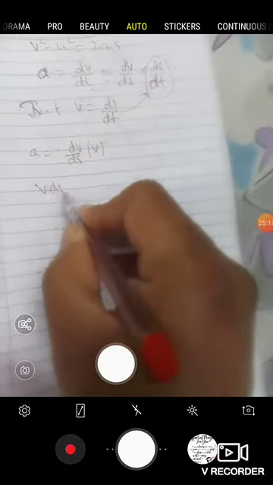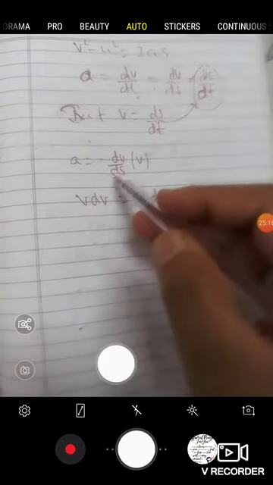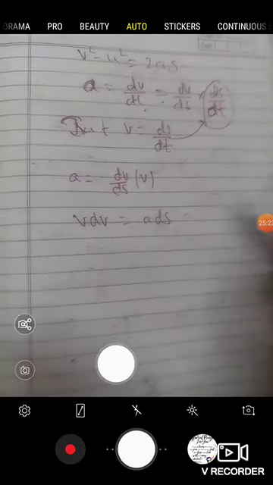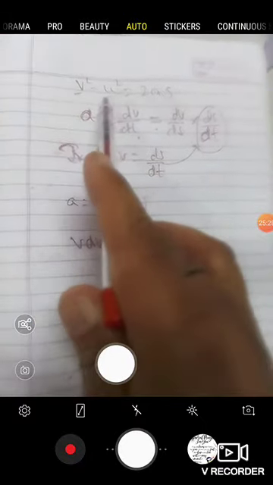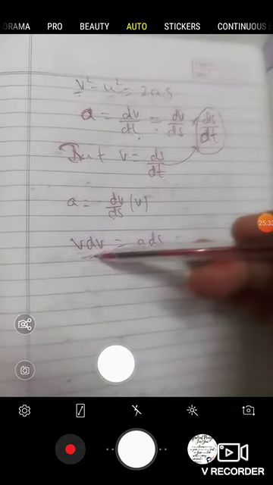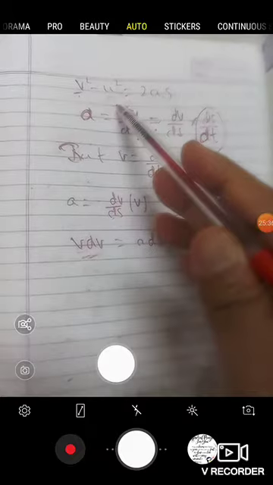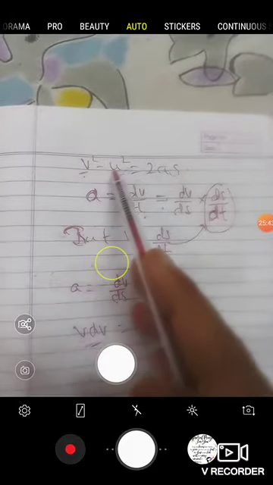Clear? Now I can write here v dv is equal to a ds. ds will be on this side, v dv is equal to a ds. Now again we have to integrate, but if we see the formula, what we want is v square minus u square. Again two velocities are there. If I integrate here, I will get one velocity, but I want two. So this can be used as an upper limit and this can be used as a lower limit, because we always know the formula: upper limit minus lower limit.